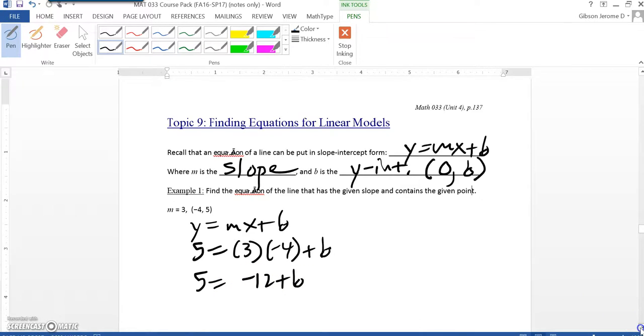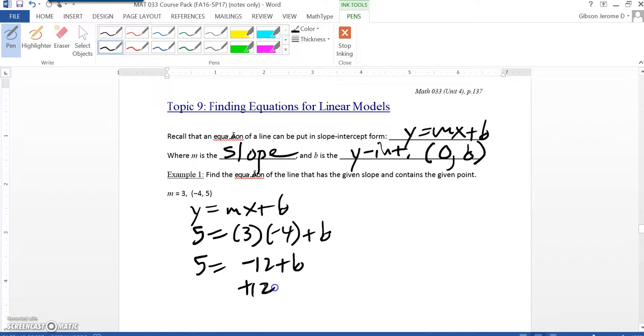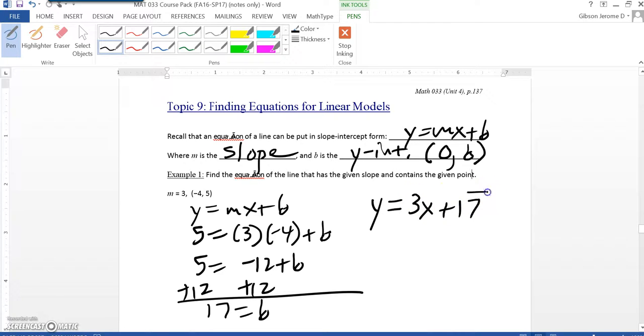Now, we will need to add 12 to both sides, because we're trying to get b by itself. And 17 is equal to b. So now we have our y-intercept. Now we can write our final equation. The equation is y is equal to 3x plus 17. And now we have our final equation.